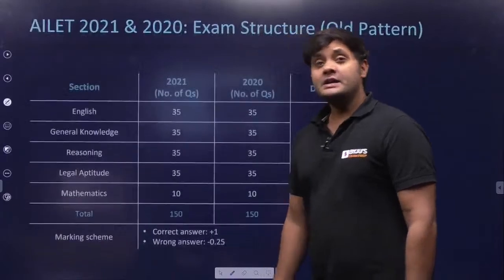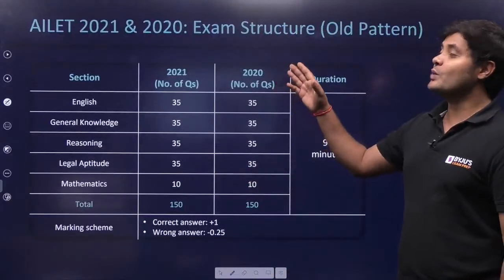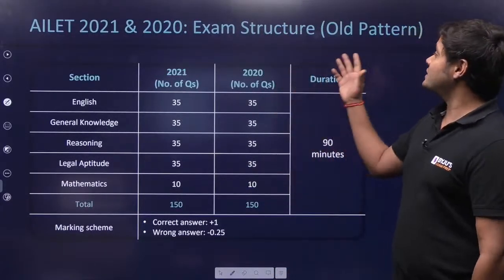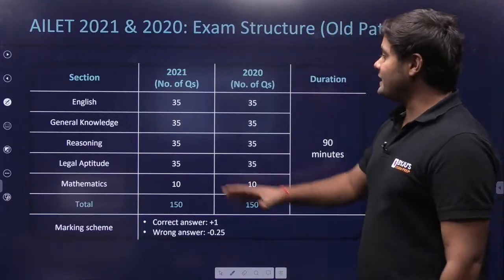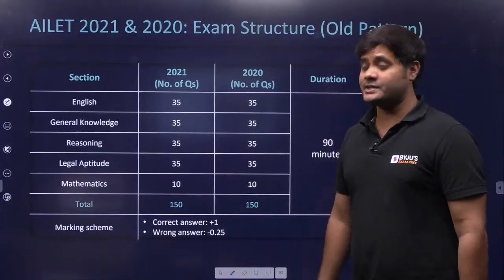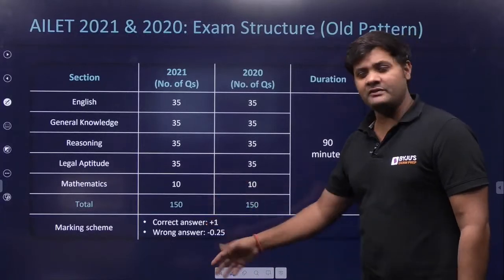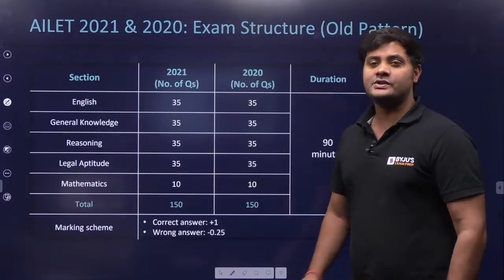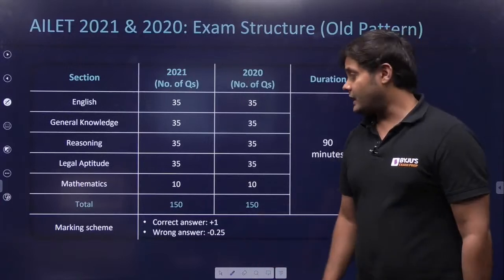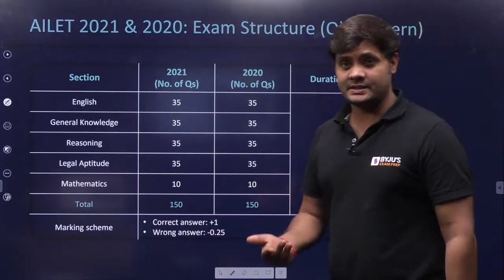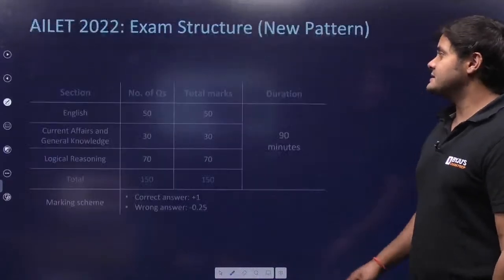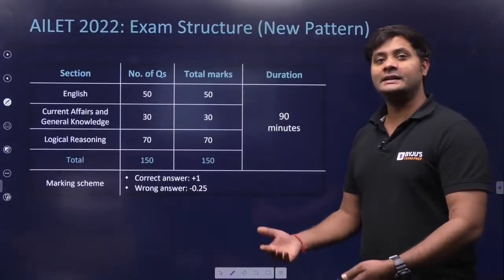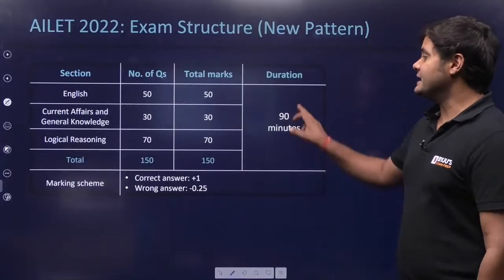All right. So let's begin with the AILET 2021 and the 2020 exam structure, the old pattern we are talking about. So when we're talking about the old pattern, there were, as we know, 5 sections, 150 questions, and negative marking was similar as it is right now. What has changed? Neither the time duration has changed. It is still 90 minutes that it was earlier. It's the same here again, 90 minutes.